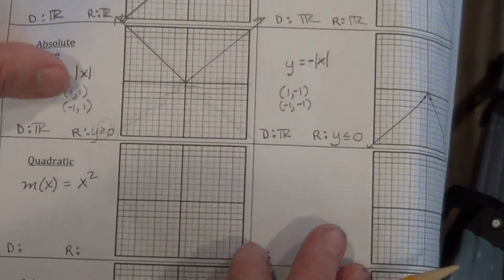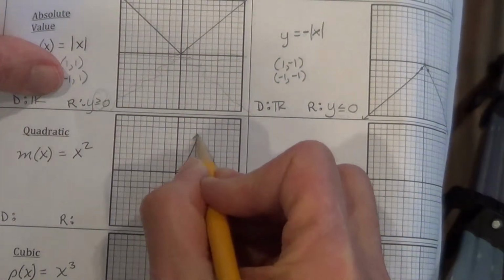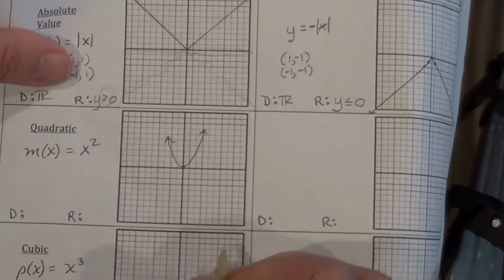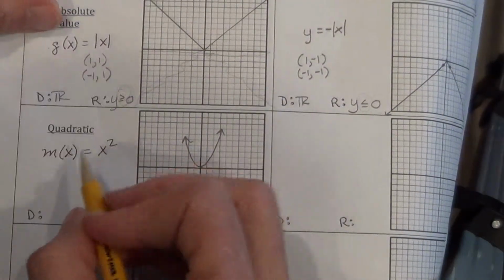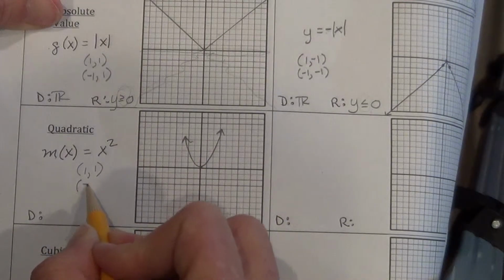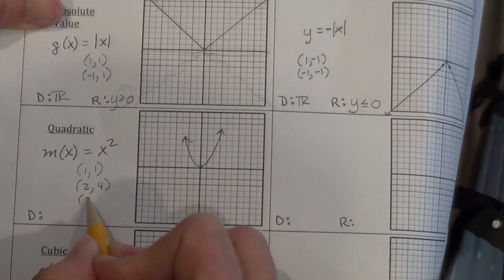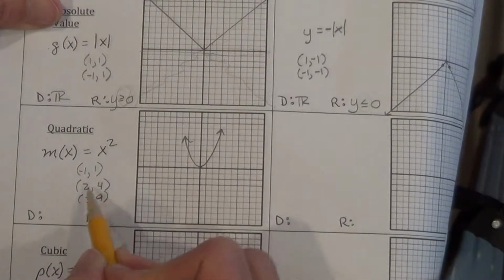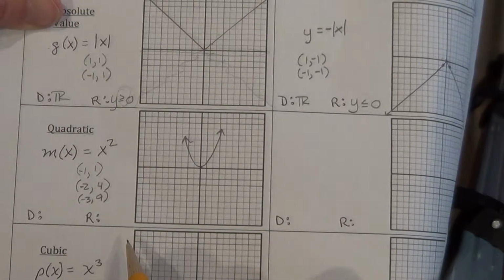Okay. Next one is the quadratic. If you remember right, that was the U shape. The points 1, 1, 2 squared was 4, 3 squared was 9. And in the negatives, negative 1 times negative 1 is 1, negative 2 times negative 2 is 4, and negative 3 times negative 3 is 9.